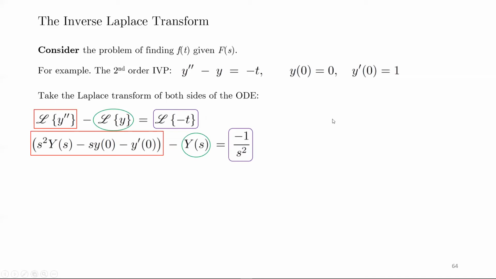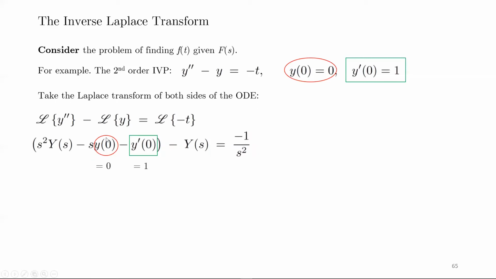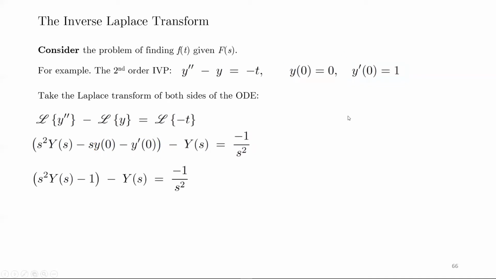Okay, but my initial conditions say that y of 0 is equal to 0, my first initial condition. My second initial condition says that when t is equal to 0, y prime, the derivative of y, is equal to 1. So I can simplify this down like so. I can say s squared times Y of s, minus 1, that was the second initial condition, minus Y of s is equal to minus 1 over s squared.